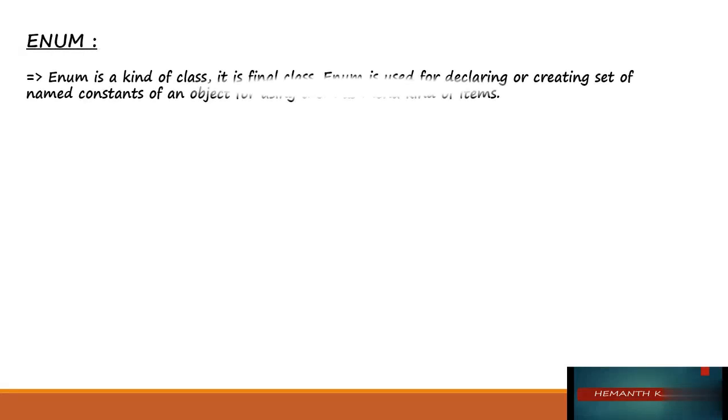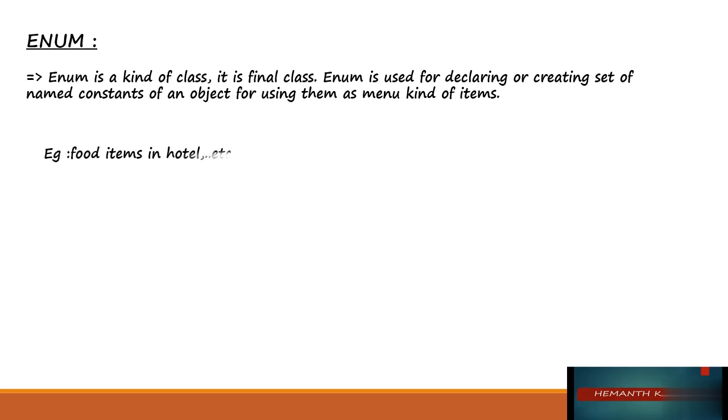And next we have enum. Enum is a kind of class. It is final class by default. Enum is used for declaring or creating a set of named constants of an object, for using them as a menu kind of items, like for example food items in a hotel.